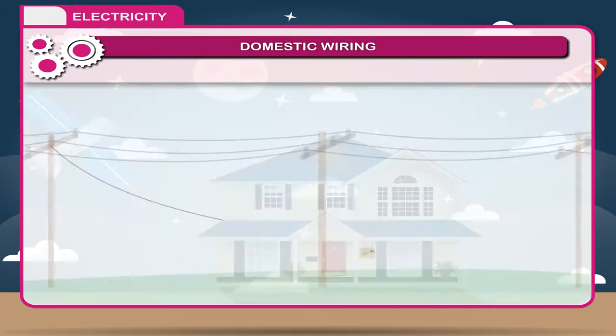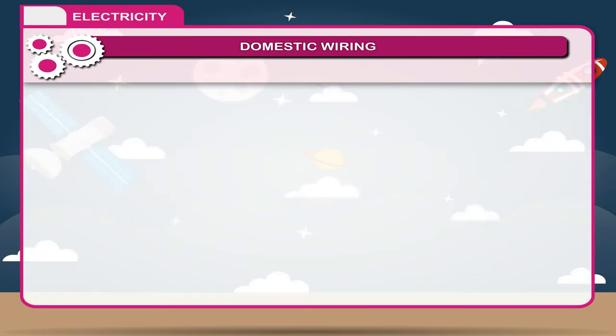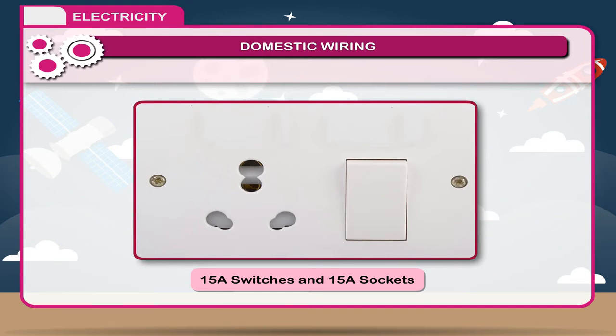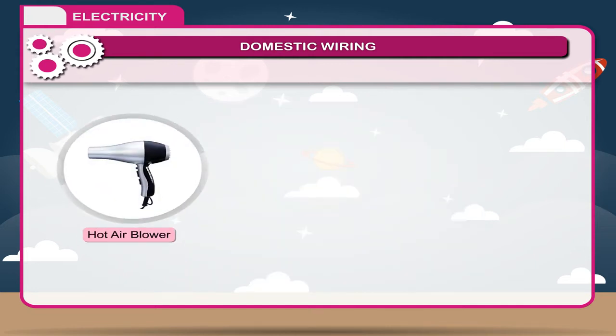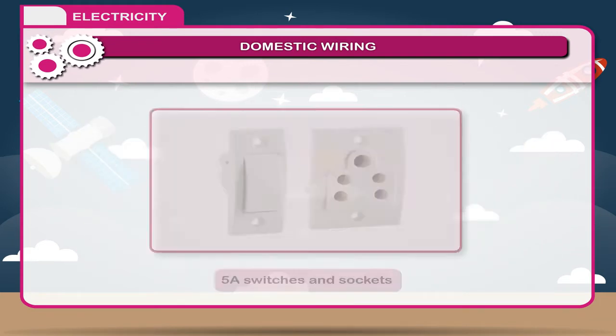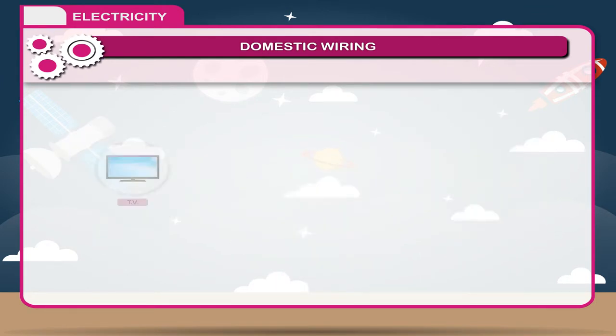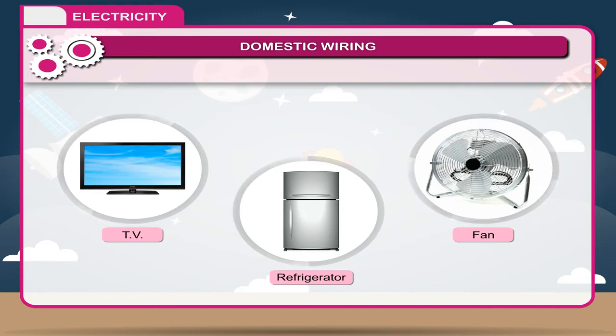Domestic wiring. Electricity supplied to us for domestic purposes is 220 volts and AC. The current alternates its polarity 50 times in 1 second, that is, its frequency is 50 Hz. 15A switches and 15A sockets are used where heavy currents are to be drawn, for example, in hot air blower, motor, geyser, etc. and 5A switches, sockets are used for bulbs, tubes, radio, television, refrigerator, fans, etc.